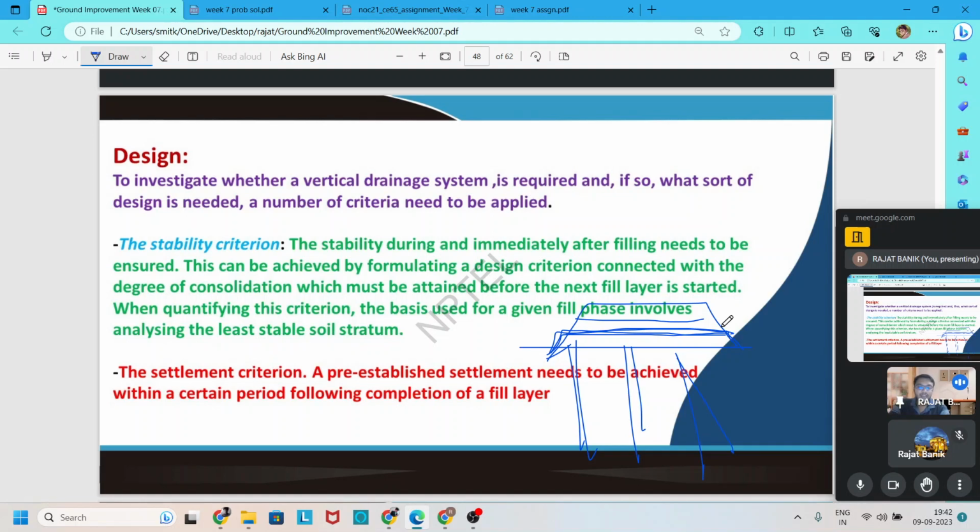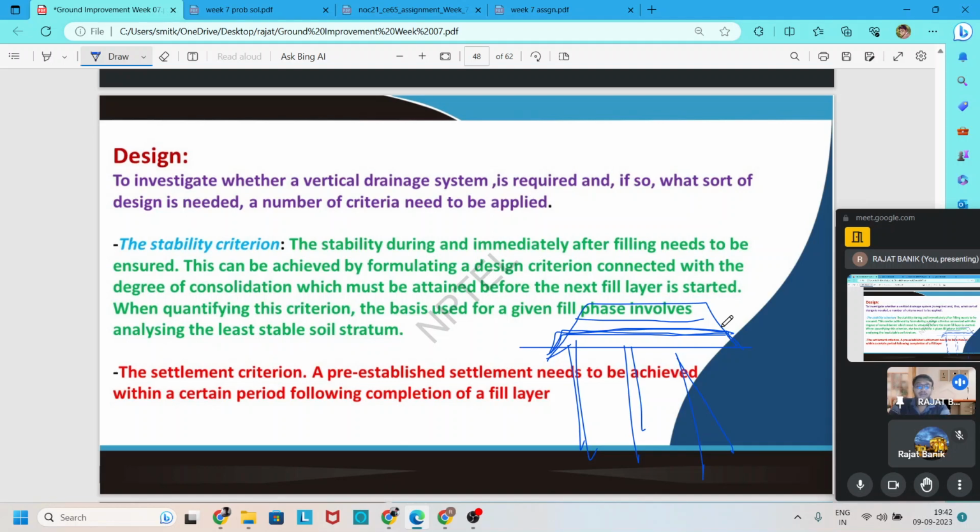And then after that we increase the preload further in the next step, and again we give some time to dissipate the excess pore water pressure and stabilize the ground. By the step by step method, we increase and achieve the total preloads, and after that we achieve the total degree of consolidation of our construction.